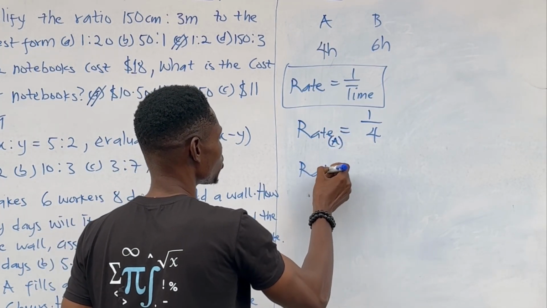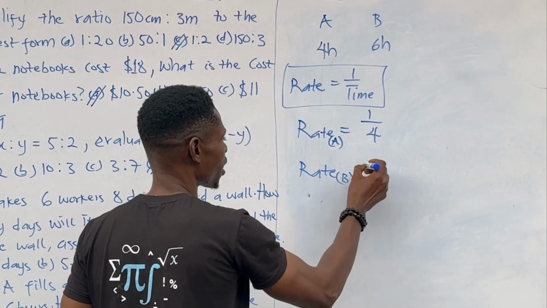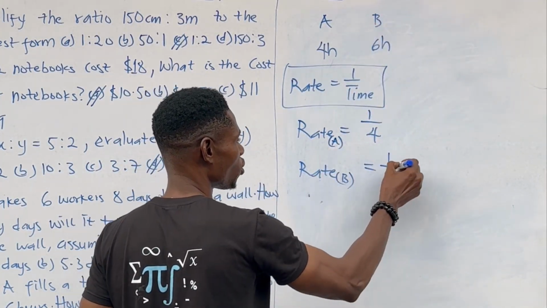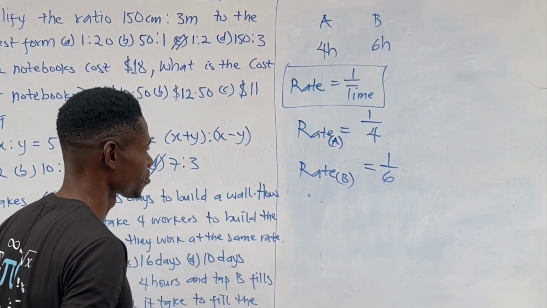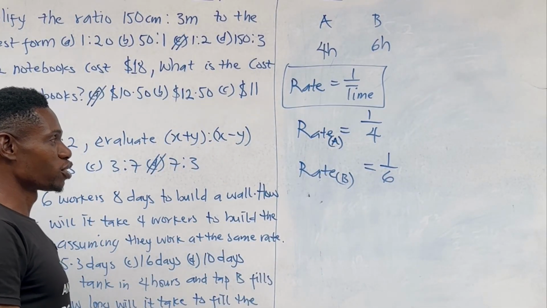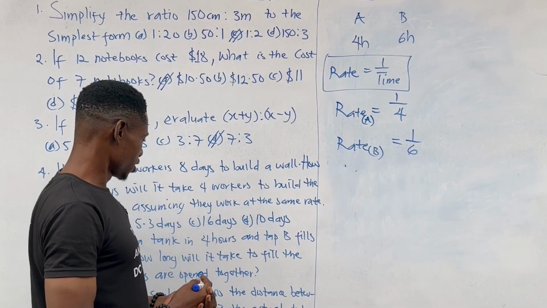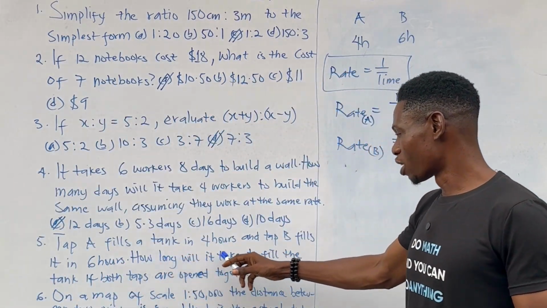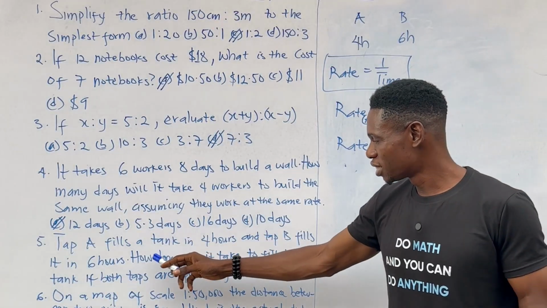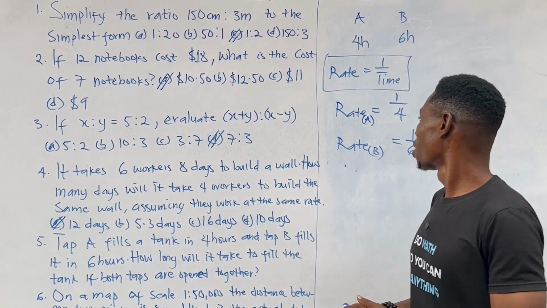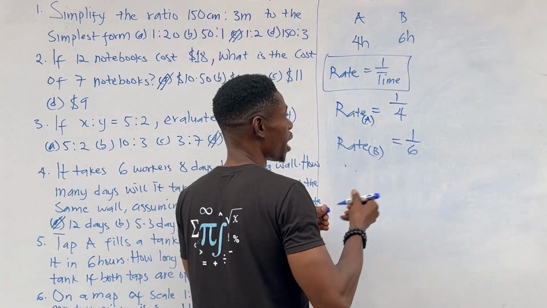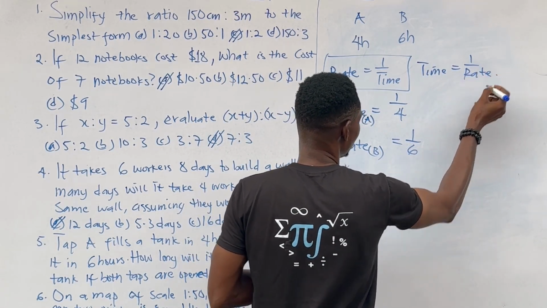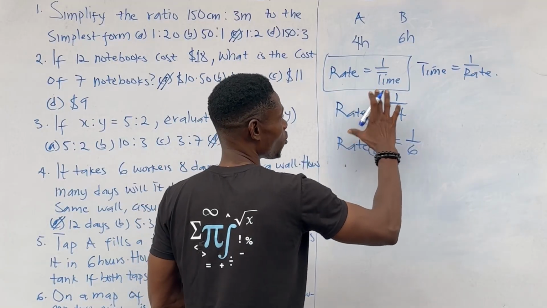So what's the rate at which tap B will fill the tank? It will take 6 hours to fill the tank, right? So the rate will be 1 over 6. Now the question will be, okay, so it's time they are looking for. So the question is asking for the time it will take to fill both. Remember that rate is 1 over time, and time, as we said earlier, is 1 over rate. So now let's get the combined rate first before we can look for the time.